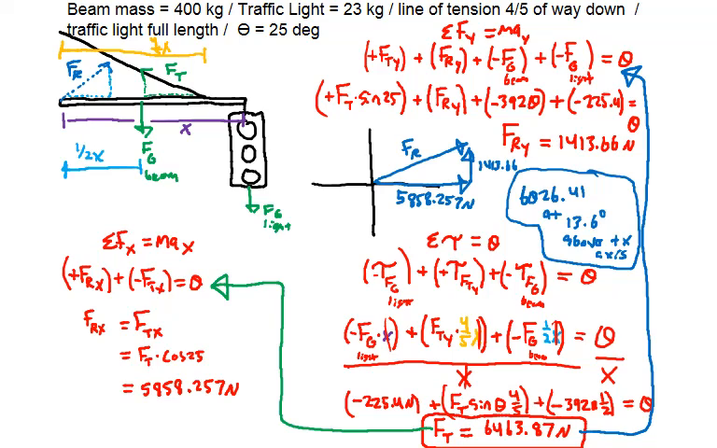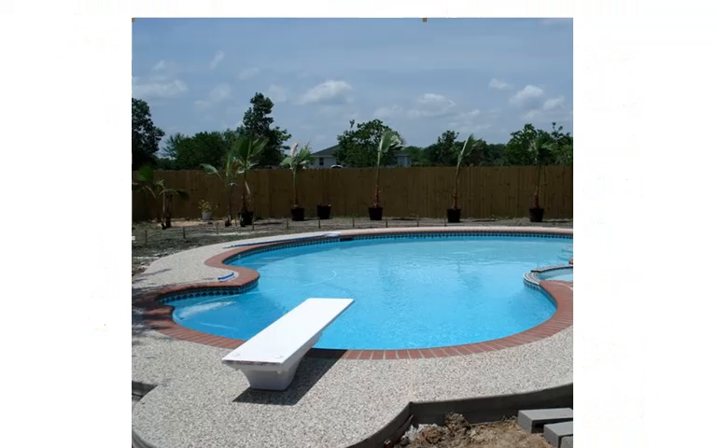So in this case here, it's interesting, right? Because the traffic light is actually overhanging where the tension is, but you work it exactly the same way, and go from there. Now let's consider the static situation of a diving board.